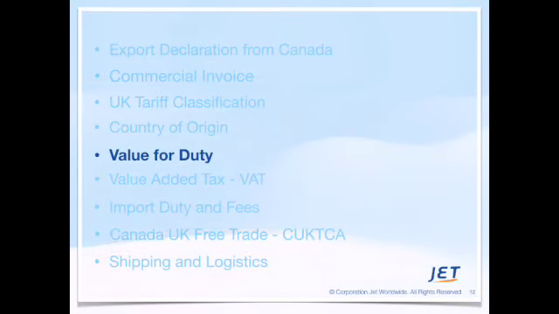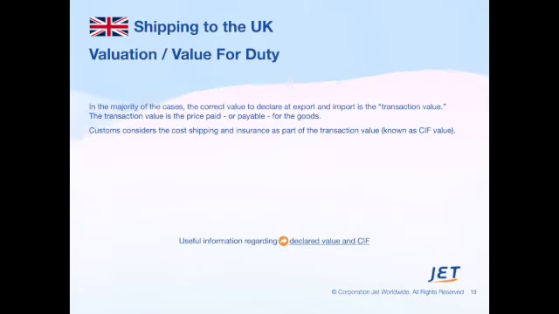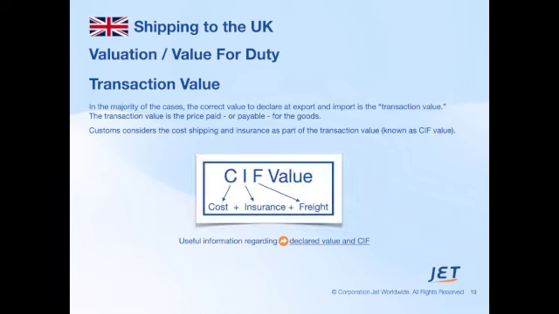Declaring a value for duty. In the majority of cases, the correct value to declare is the transaction value. The transaction value is simply the price paid or payable for the goods. UK customs authorities consider the value for duty to be the cost of goods plus shipping and insurance. This is known as the CIF value: cost, insurance, freight. Best to specify these three costs on your invoice.